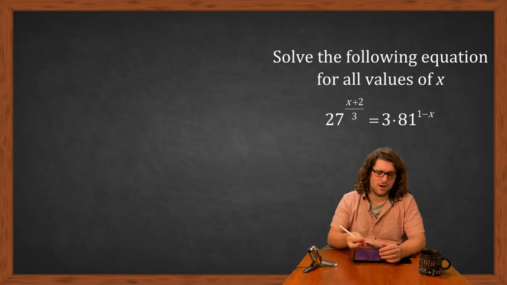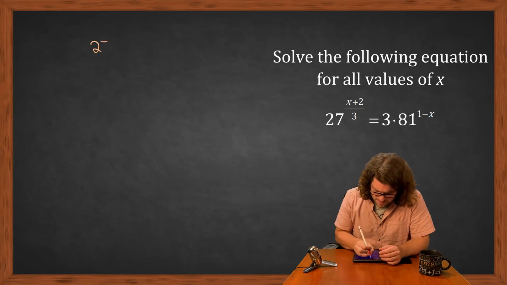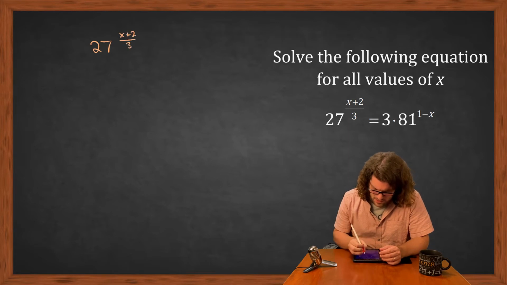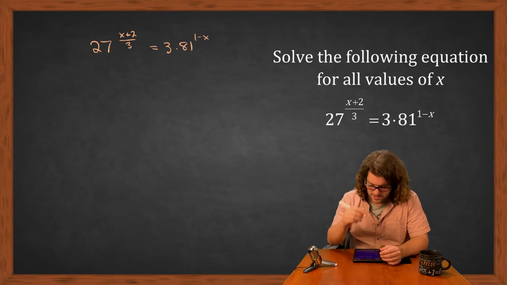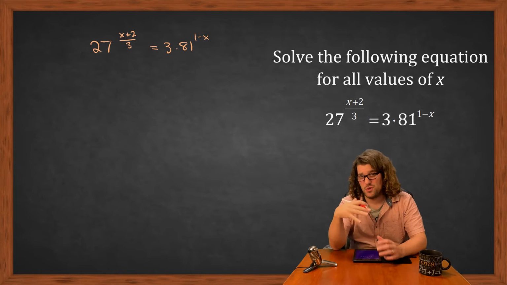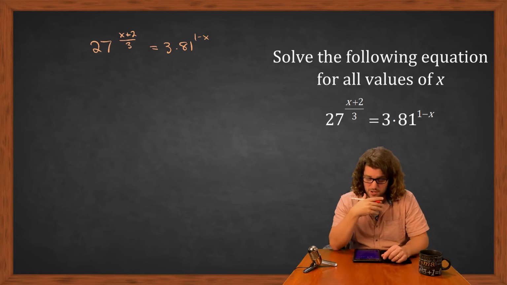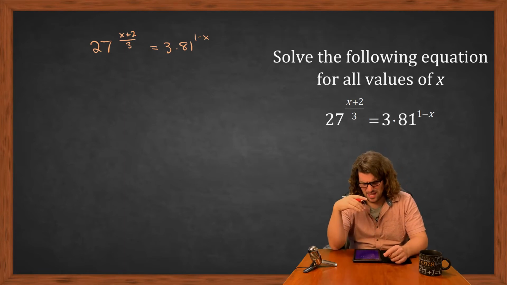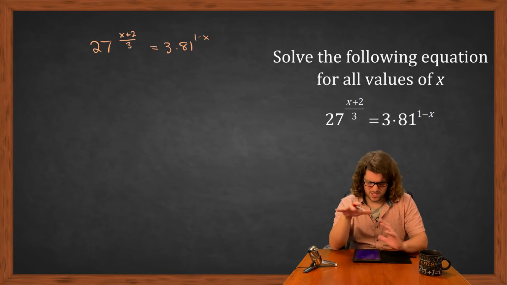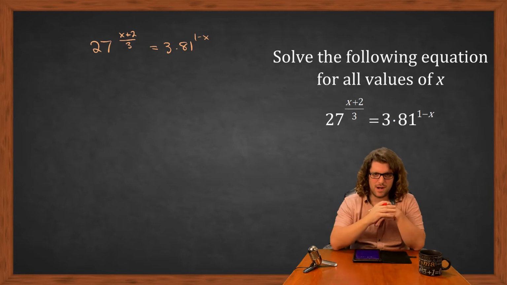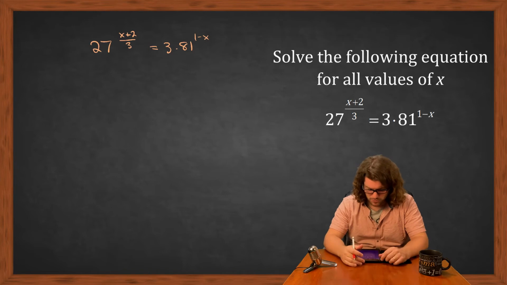So where I'm going to start is just by copying that down. So we have 27 to the power of (x plus 2) divided by 3 is equal to 3 times 81 to the power of 1 minus x. So that's 81 is the only part that's to the power of 1 minus x. The 3 is by itself as a coefficient on the front of that particular statement. And then the x plus 2 over 3 is in the exponent position. I did a bad job of writing it high enough to make that clear, but we'll make it do.